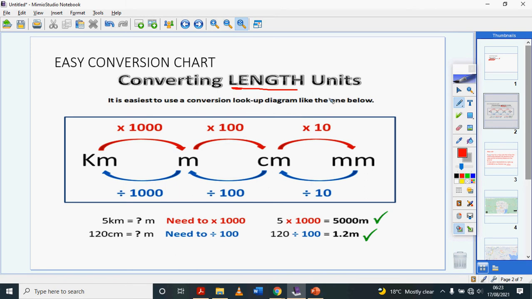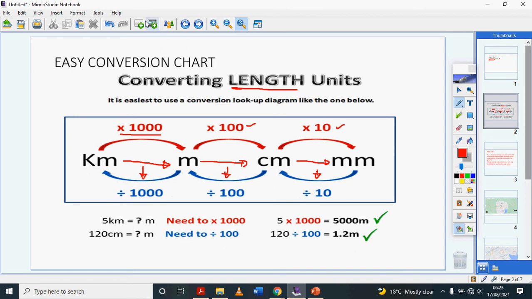So if you want to go from kilometers to meters, simply multiply by 1,000. If you want to go from meters to centimeters, multiply by 100. And if you want to go from centimeters to millimeters, that's not very common, but you just multiply by 10. If you need to do the opposite of those things, the opposite is shown in blue, you would just divide.